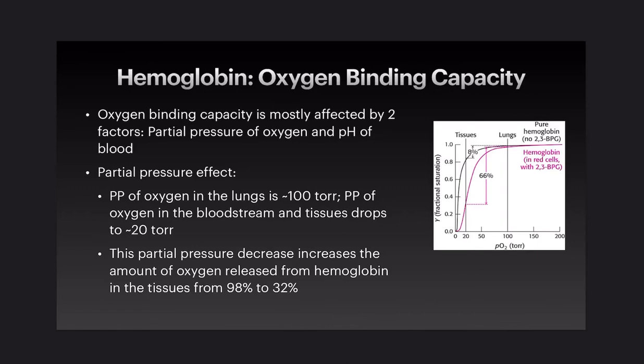And it releases about 66% of its oxygen, as we can see on this graph here. This is 20 torr here. And then at about where we are at the lungs, we got 66% of our oxygen dropping. In the lungs, it's almost 100% bound.